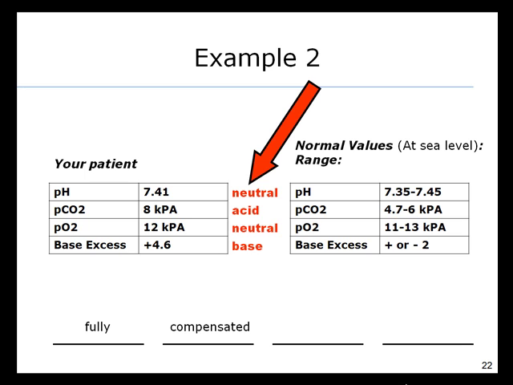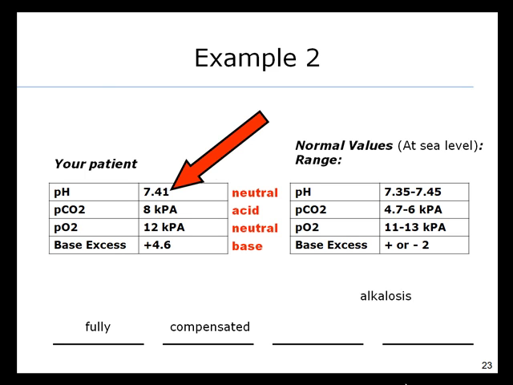The next step is to determine whether or not this is acidosis or alkalosis. Because this patient is fully compensated, not surprisingly, the patient's pH is in the normal range. However, the patient's pH is 7.41. That is above 7.40. Therefore, this patient is alkalotic. This is fully compensated alkalosis.